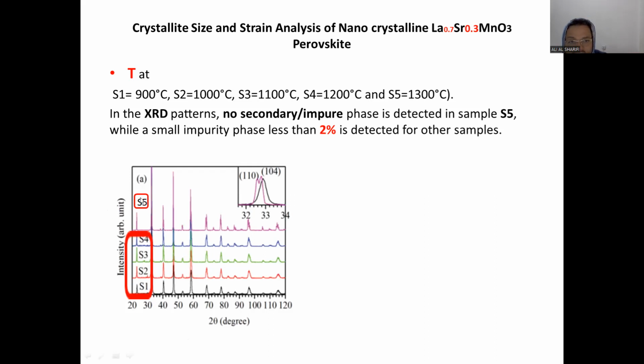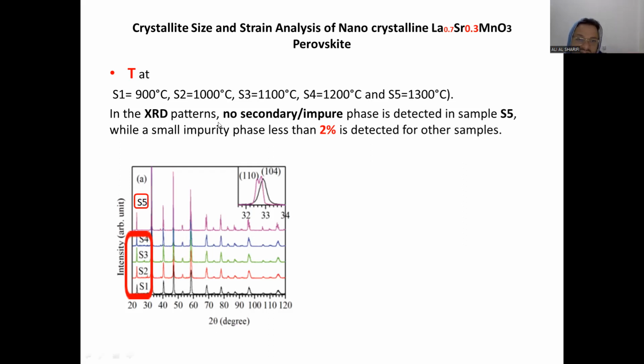Here we have five colors. The last one is at high temperature, 1300. Here we don't have any impurity, zero impurity. That means we have a highly pure perovskite. But at the last four levels, started from 900 and finishing with 1200, we have impurity, but it's very small, approximately 200%.